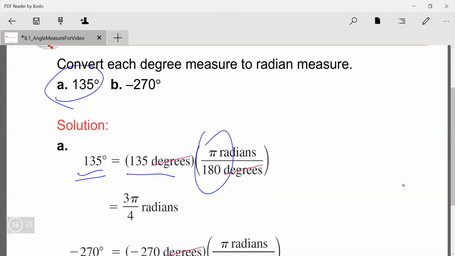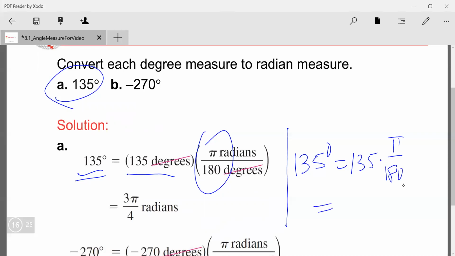You can simplify this: 135 over 180 times pi. Now you do not have to write down all those units. You can just write 135 times pi over 180, then simplify this, get 3 pi over 4, and then you remember this new quantity has units of radians.